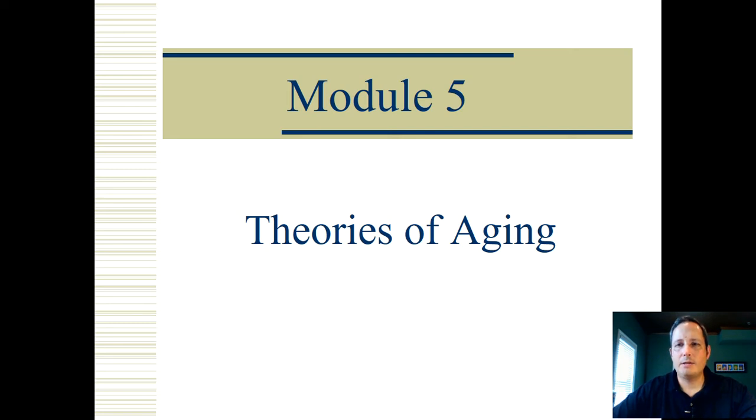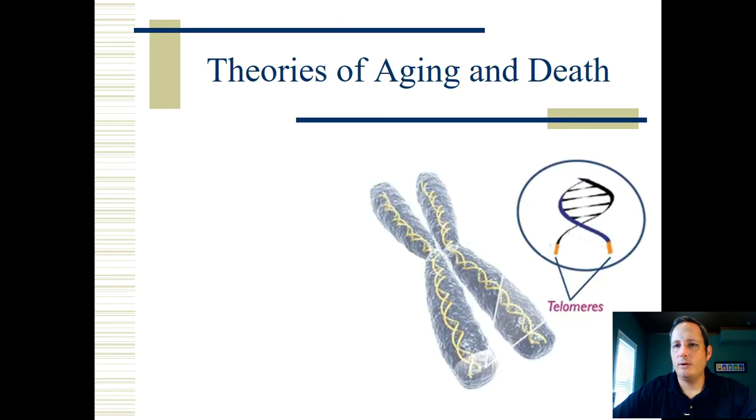So our last module for Chapter 5 is on theories of aging, and we're going to talk about two major theories, the program theory and the damage theory. So first, let's go ahead and start with the program theory of aging. And what this really emphasizes is the systematic genetic control of the aging process.